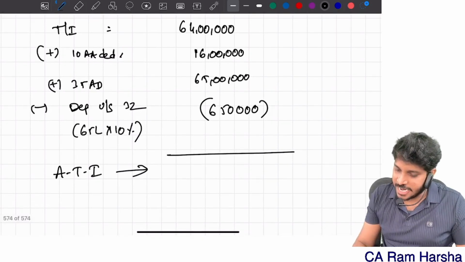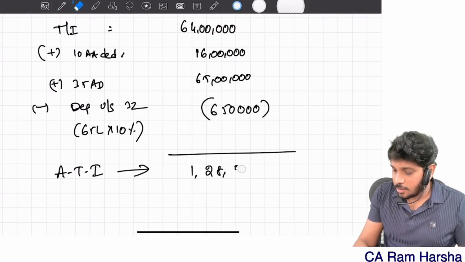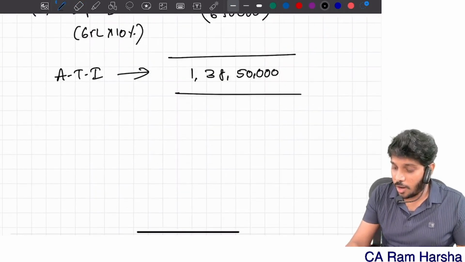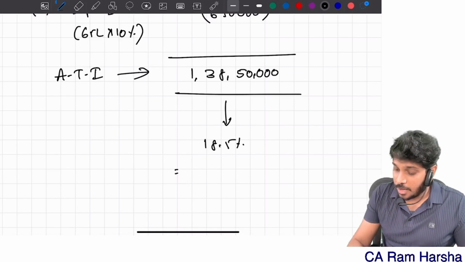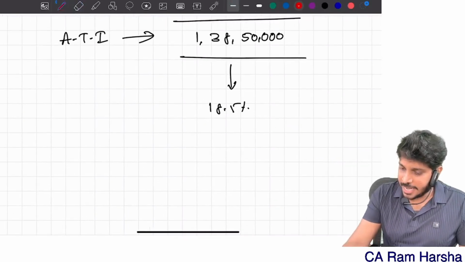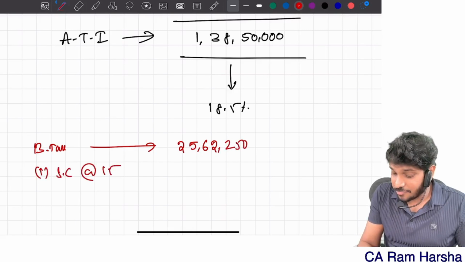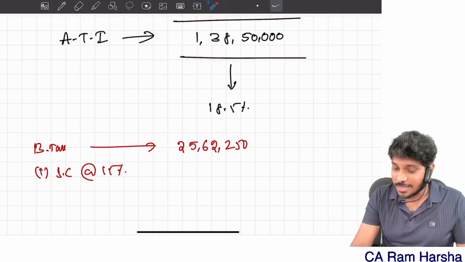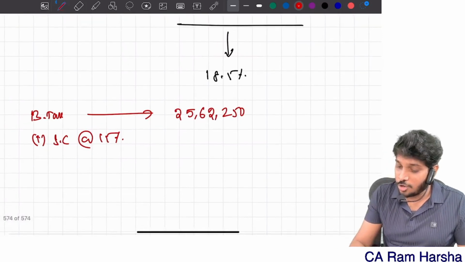64 plus 16, 80. 80 plus 65, 1 crore 45 lakh, minus 6.5 lakh, 1 crore 38 lakh 50,000. Now on this, straight away 18.5% tax, how much? Basic tax is equal to 25 lakh 250 plus surcharge at 15%. Why? Total income is exceeding 1 crore, so surcharge at 15%. Yes or no? From 1 crore to 2 crore, the surcharge rate is 15%.